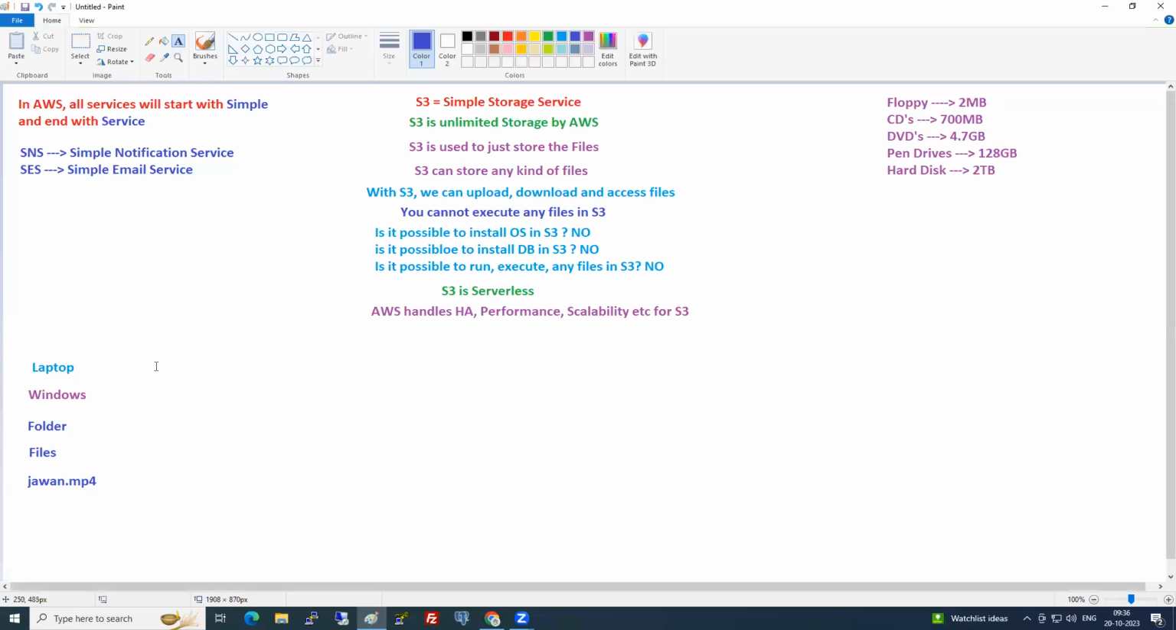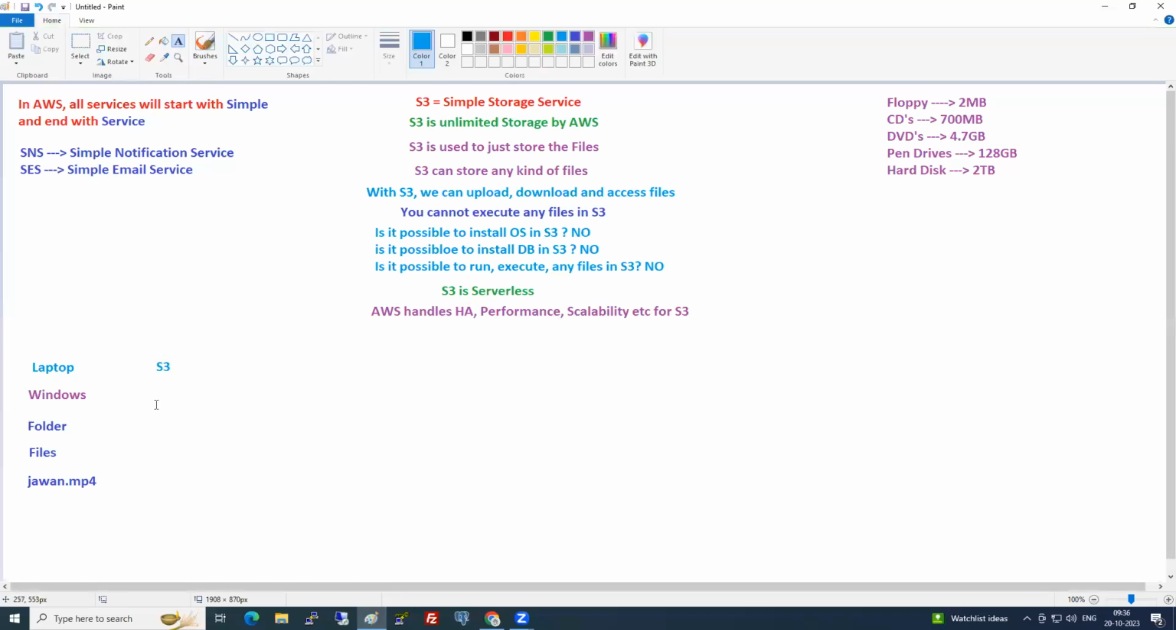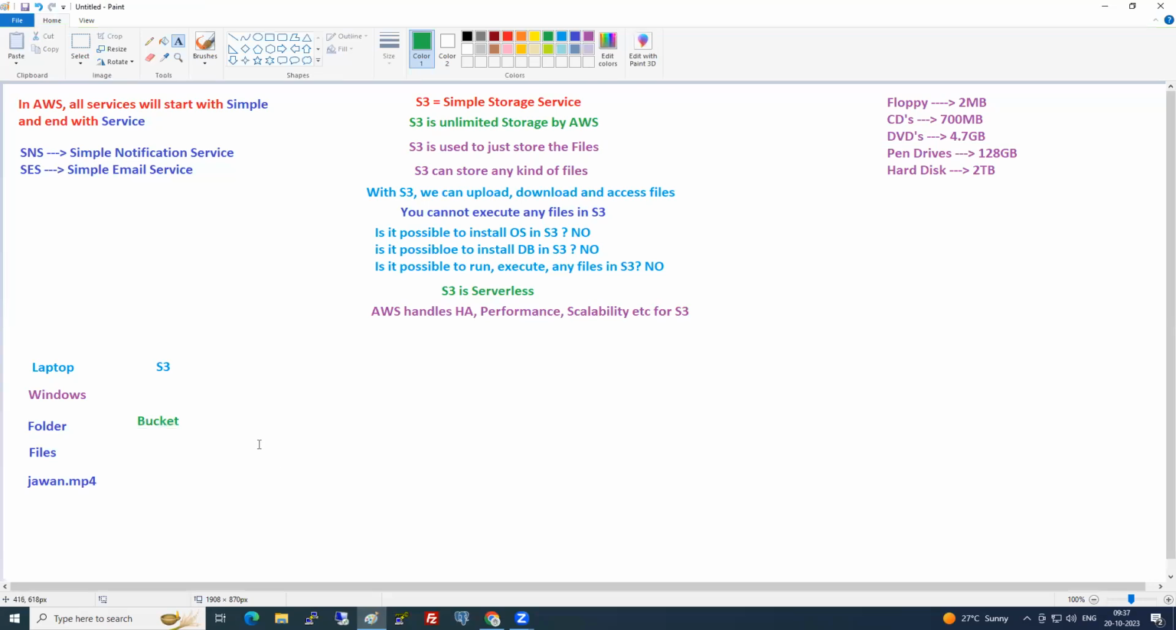So how do you put it in S3? In S3 also you need to create a folder, but the initial folder that you create, you should not call a folder. You should call it a bucket. So what do we create in S3? Buckets. A bucket is nothing but a folder, but we should not call it a folder, we should call it a bucket.